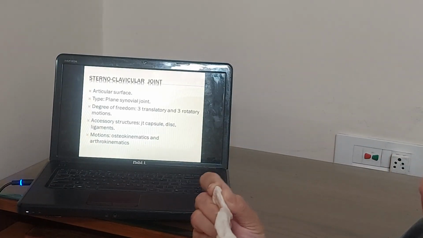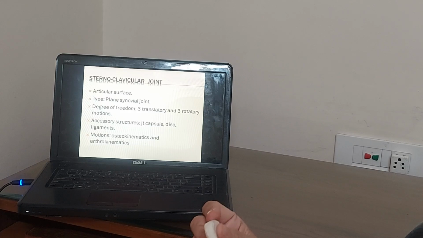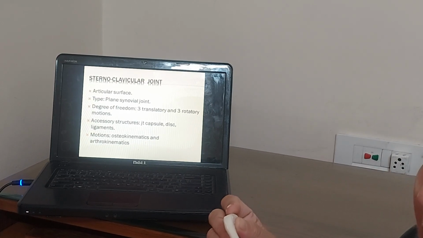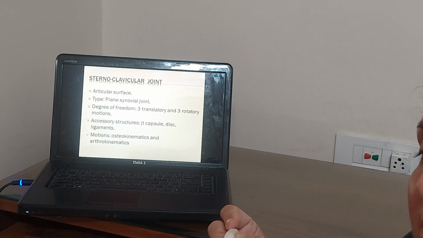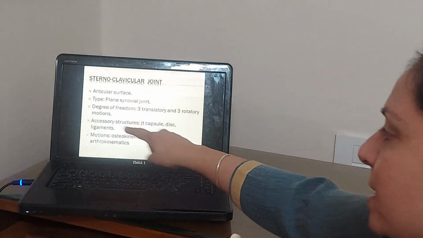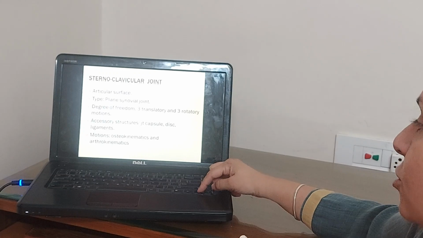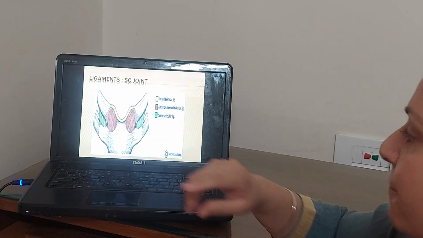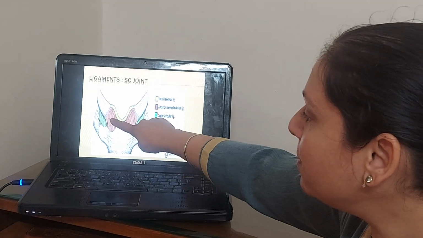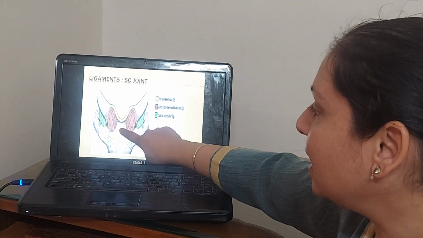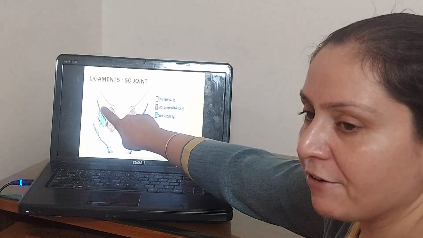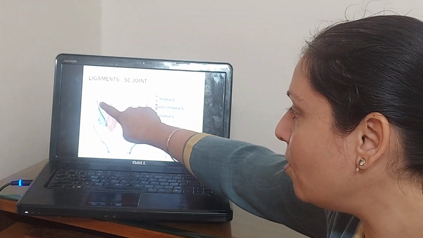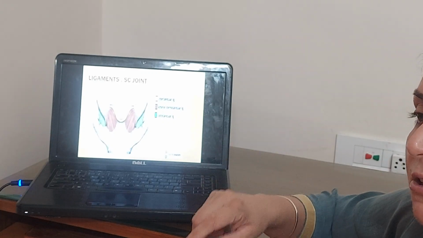Now coming after the disc, we have the joint capsule. It is also very strong, and this strong capsule is superimposed by ligaments. Here ligaments play a very crucial role. Now it has these three ligaments which you can see for yourself. The first ligament is the ligament between the manubrium, that is the sternum, as well as the clavicle, therefore the name is given as sternoclavicular ligament. The first is the sternoclavicular ligament.